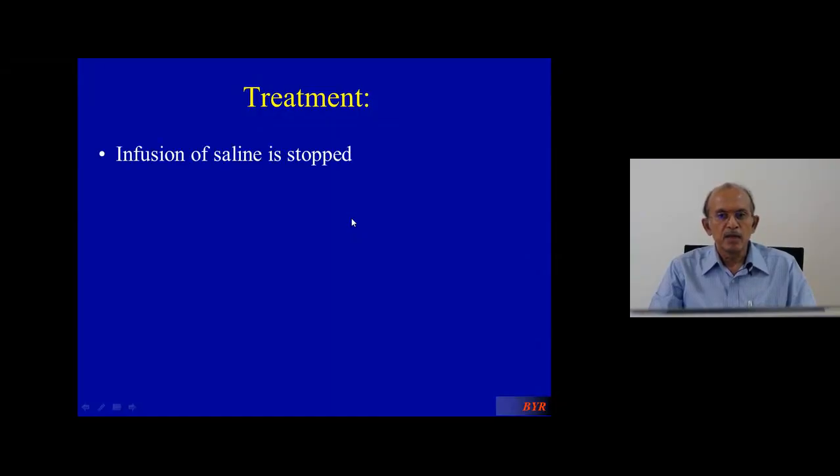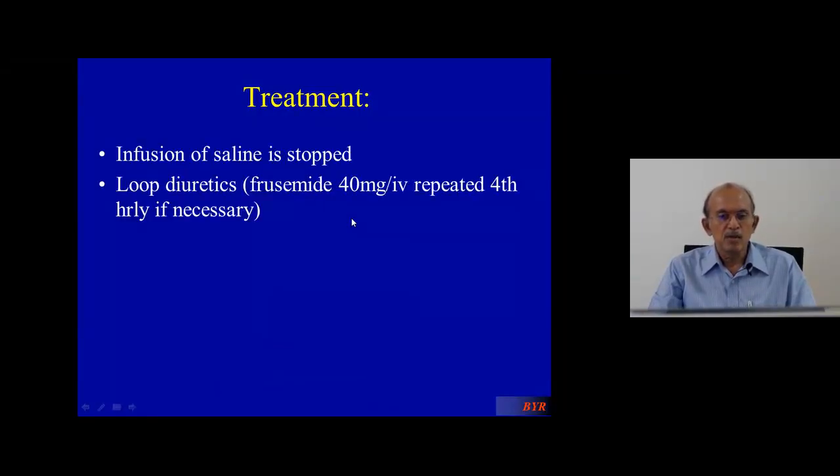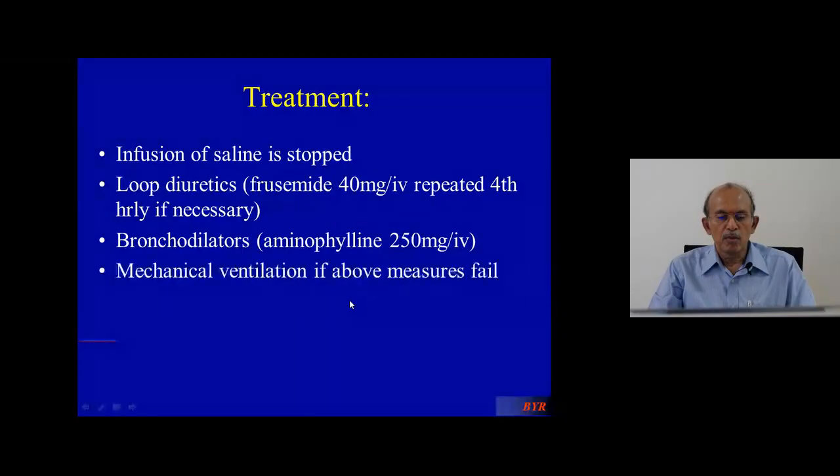Treatment: infusion of saline is stopped. Loop diuretics, bronchodilators, mechanical ventilation if the above measures fail.